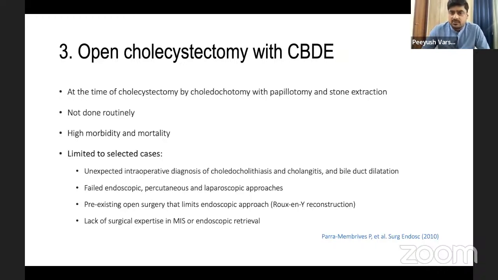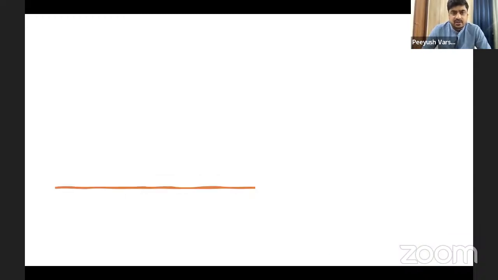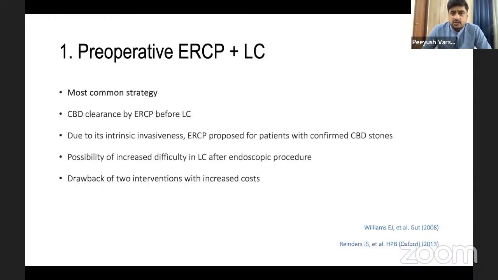Next is the open cholecystectomy with CBD exploration. As already told, it is limited to selected cases when there is an unexpected intraoperative diagnosis of CBD stones and cholangitis with bile duct dilatation, failed ERCP with all these approaches, pre-existing open surgery or adhesions, or lack of expertise in minimally invasive surgery.